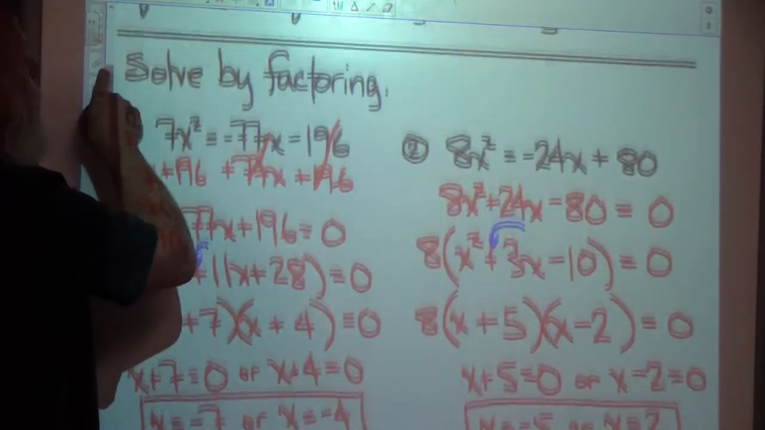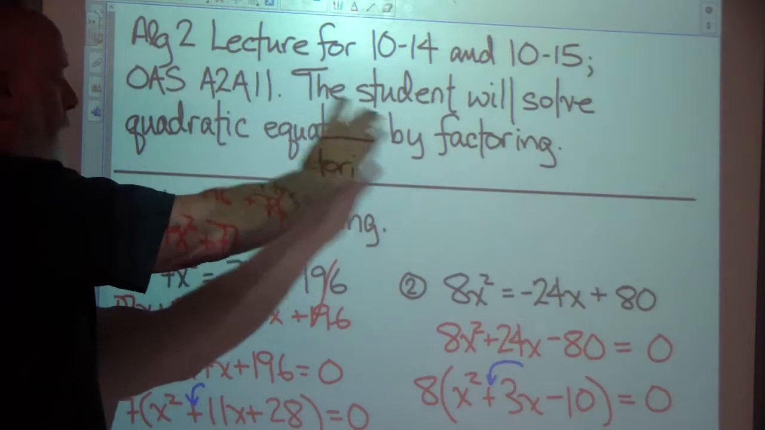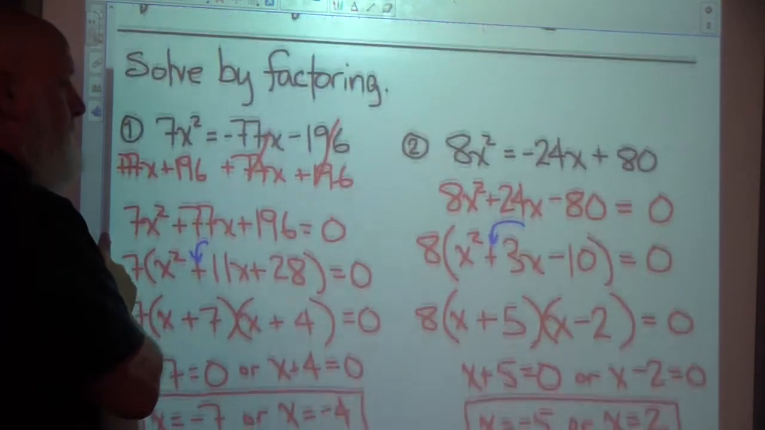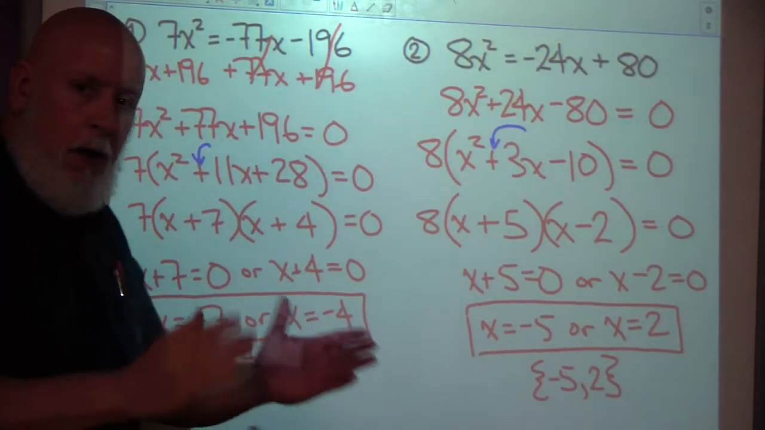Again, we're just factoring and employing the zero product property. Okay? Well, there we go. Hope it makes sense.